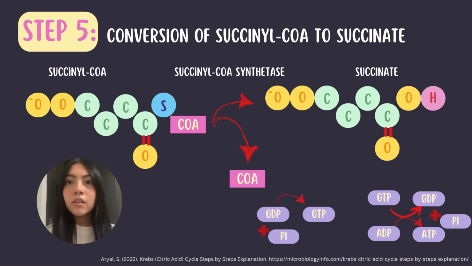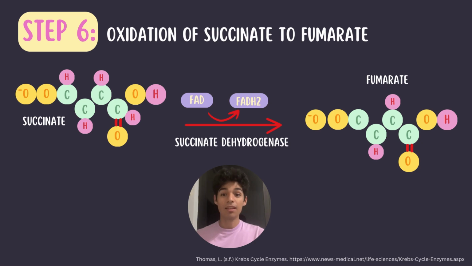Succinyl-CoA synthetase catalyzes the addition of a free phosphate group to guanosine diphosphate, creating guanosine triphosphate. In the process, the CoA group is released from succinyl-CoA. The resulting molecule is succinate. Two hydrogens are released from succinate when succinate dehydrogenase reduces FAD to FADH2. The output of the reaction is fumarate.